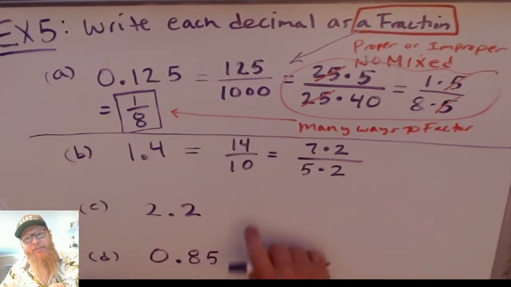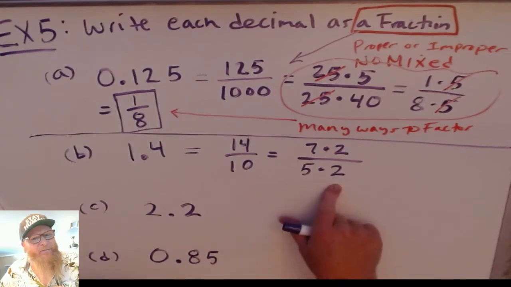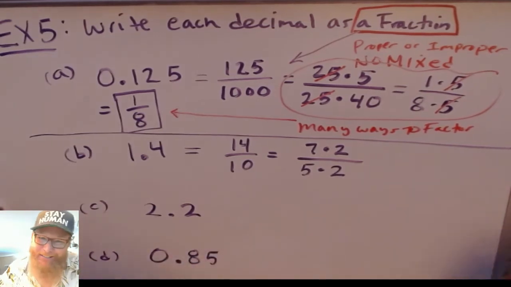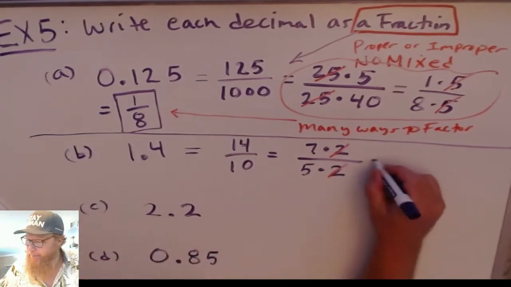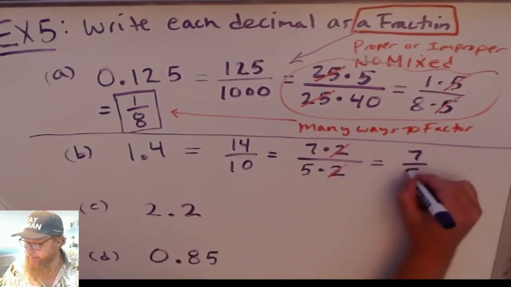14 is 7 times 2. 10 is 5 times 2. This one doesn't have a lot of choices. That's your only choice for those numbers. And so the answer is 7/5.